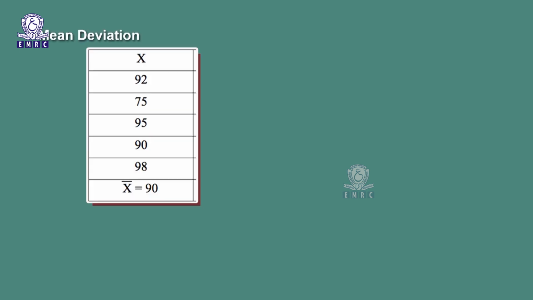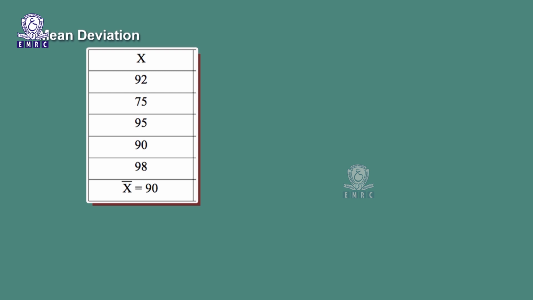Example 1. A student took 5 exams in UG first year and he has secured 92 marks, 75 marks, 95 marks, 90 marks and 98 marks in 5 subjects. And our duty is to calculate the mean deviation of these test scores. So, let us see how to calculate it.